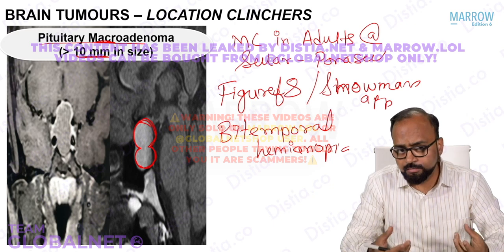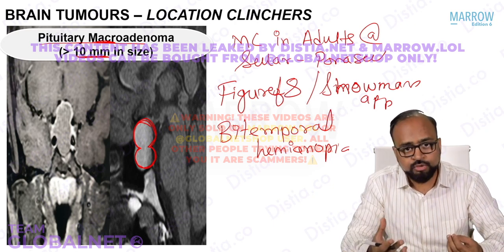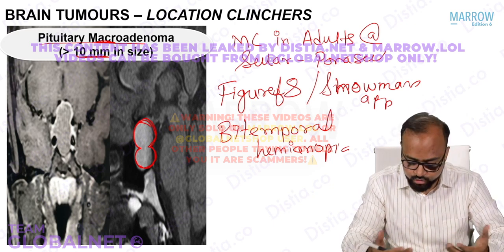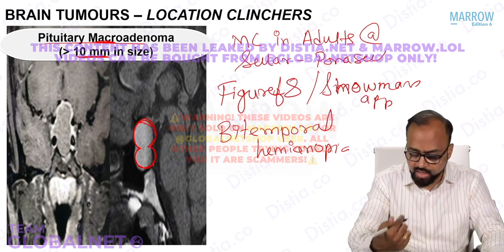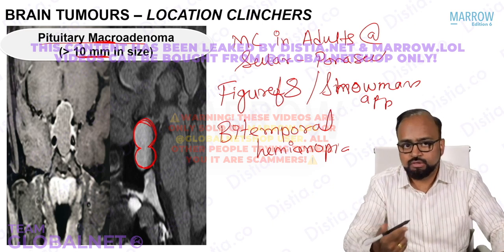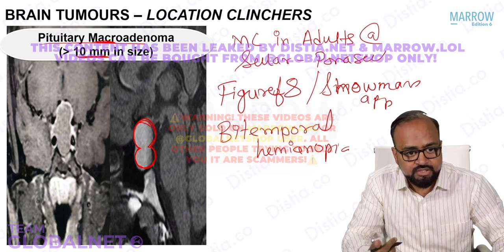Usually, because it arises from the pituitary gland, the pituitary gland cannot be separately identified. It also shows intense enhancement. A transsphenoidal excision of the macroadenoma can be attempted in such cases.